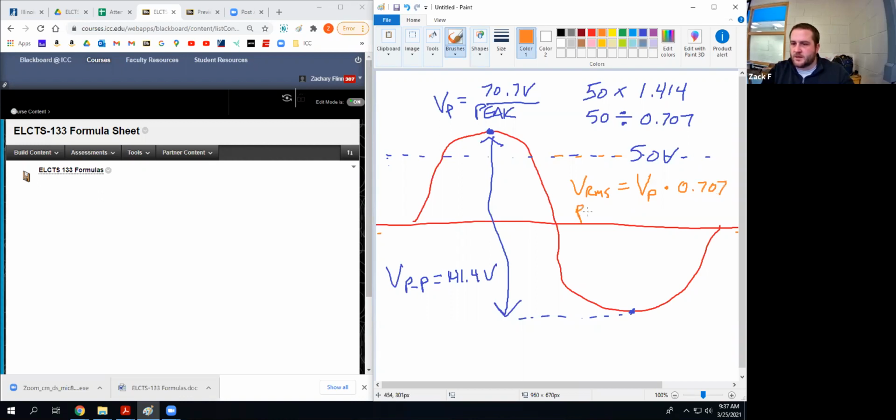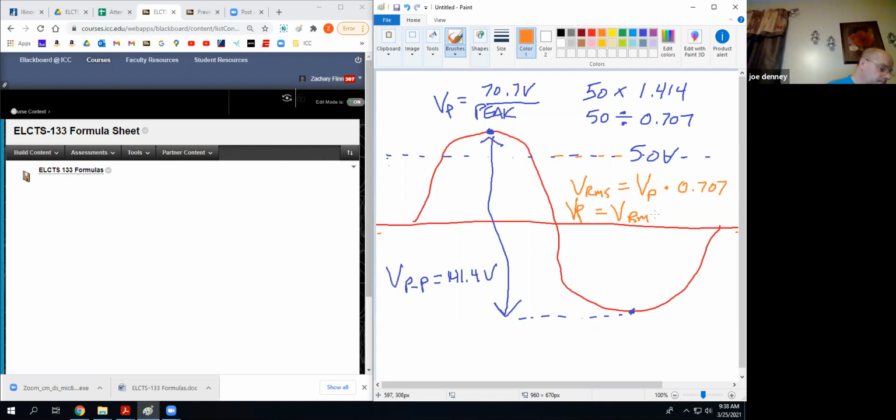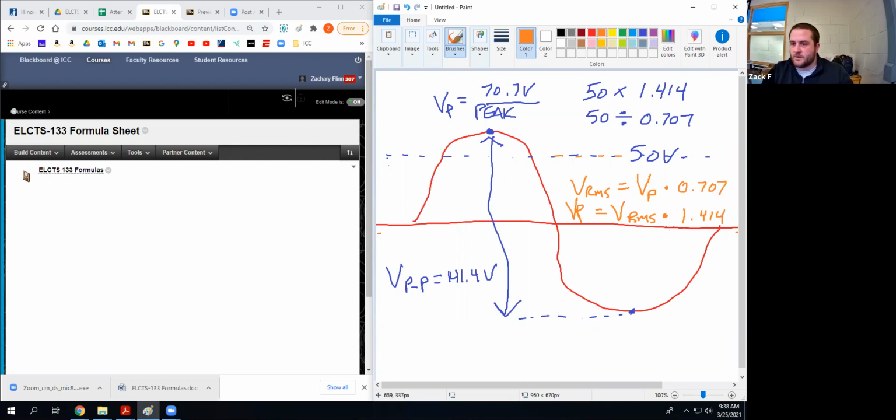The peak equals the RMS. You can say times 1.414, or you can say divided by 0.707. Either way, you're going to get the same number. But I'll say times 1.414.